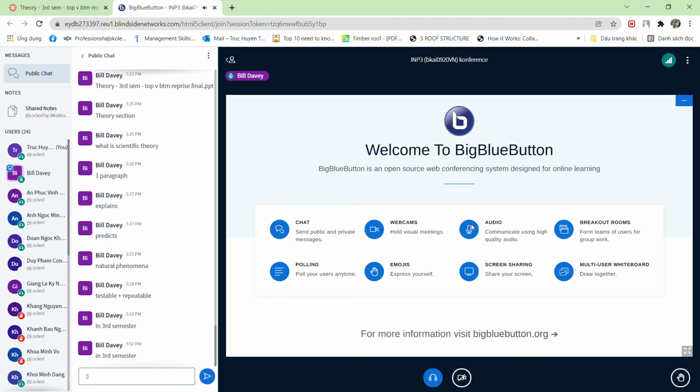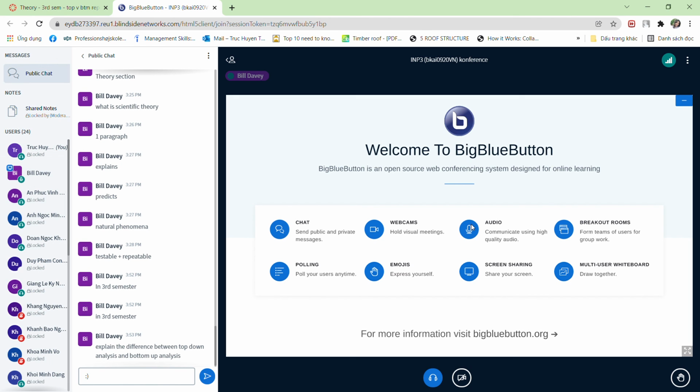Right, so in third semester, your job is to have a theory section, but you explain the difference between top-down analysis and bottom-up analysis. You will need some key words to do that.